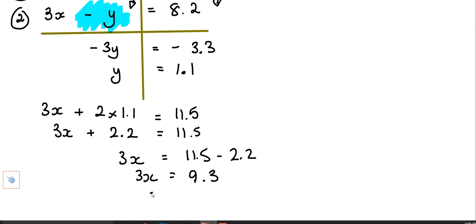So x is 3.1. My values are x is 3.1 and y is... Now what does that mean in terms of my graph? It means that your graph is going to be a straight line. But we already knew that because it's just x and y. But all that is now one particular point on each line.